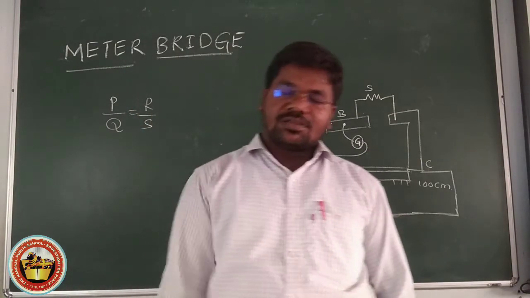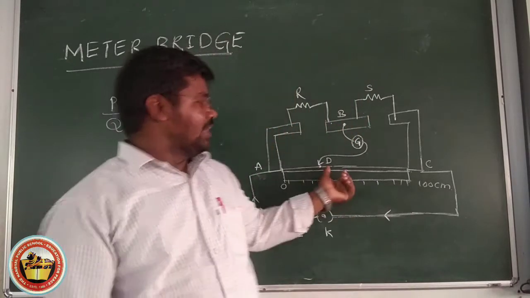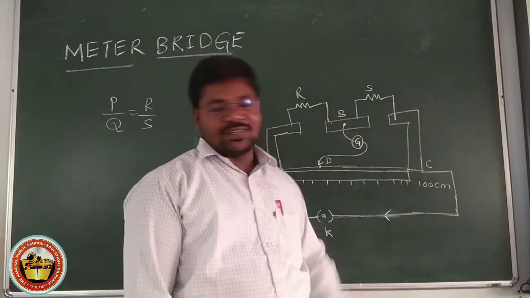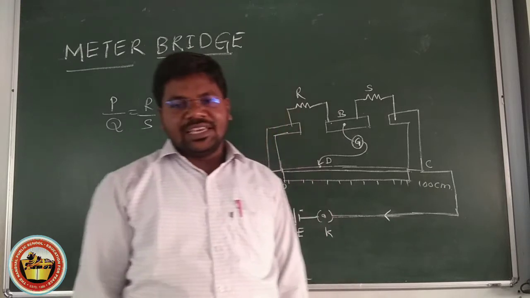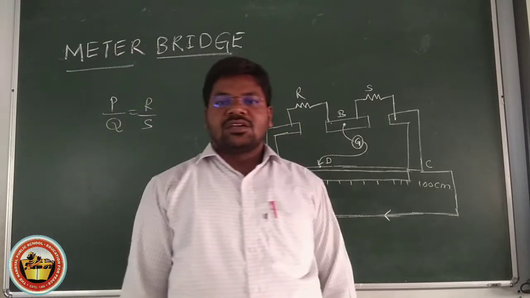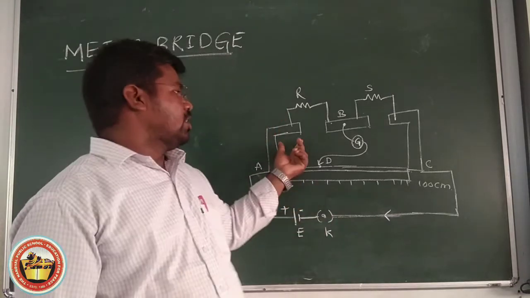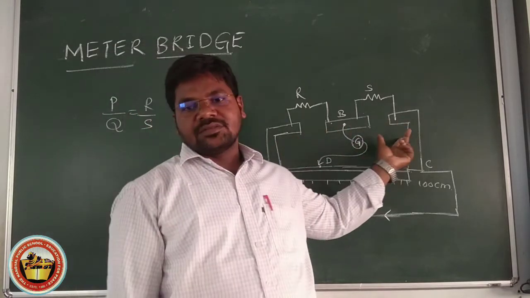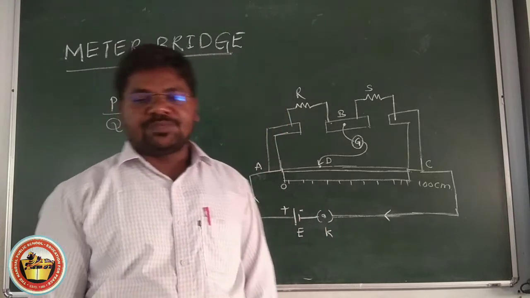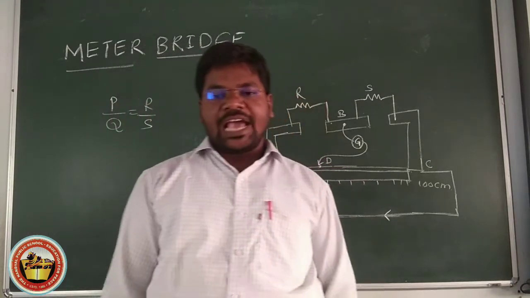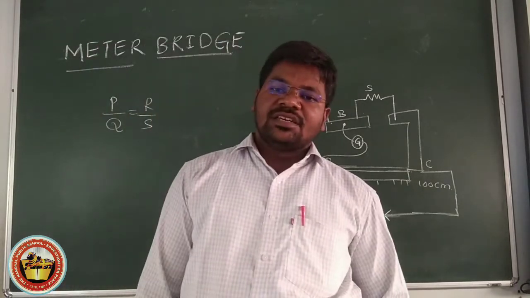Coming to the construction, it consists of a wire of length 1 meter, from 0 to 100 centimeters, of uniform cross-sectional area, stretched and clamped between two metallic strips which are L-shaped, bent at right angles. The metallic strips have two gaps across which resistors can be connected.